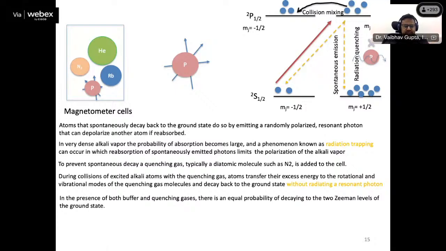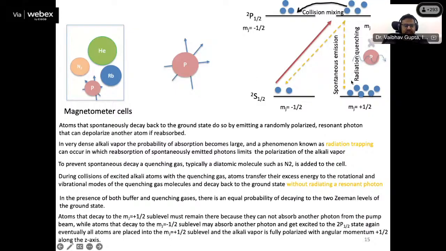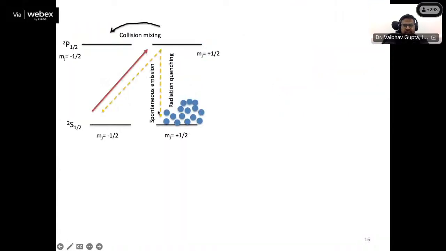There are two types of gases present, buffer gas and quenching gas. And there's an equal probability of decaying to the Zeeman level of the ground state. So as I told you, they can either come here or come here. But most of these atoms now will decay to this particular state. Now let me go to the next slide and let me show you what happens.